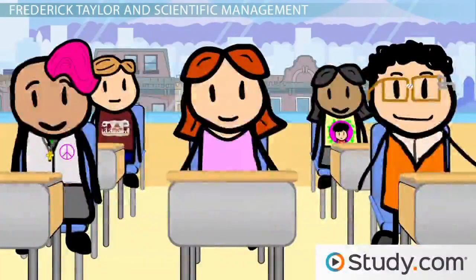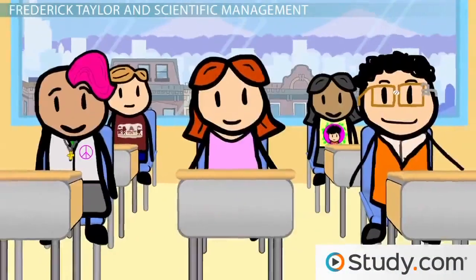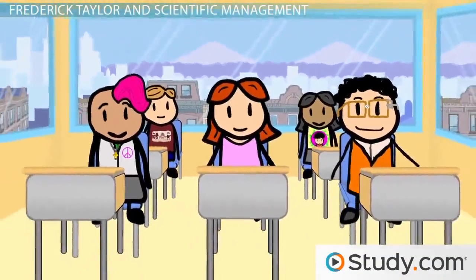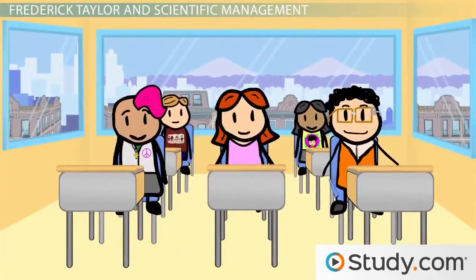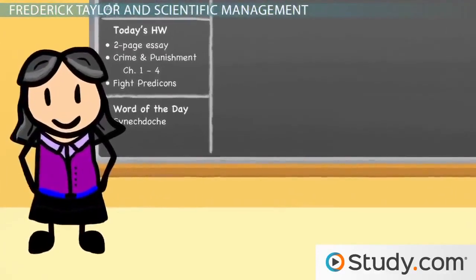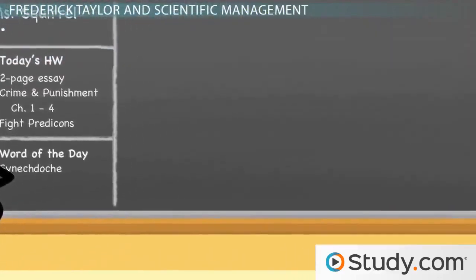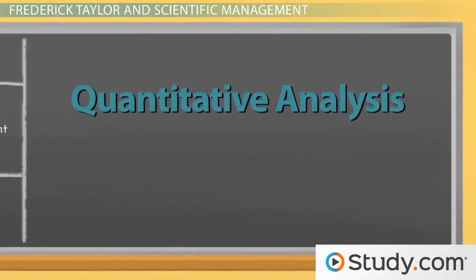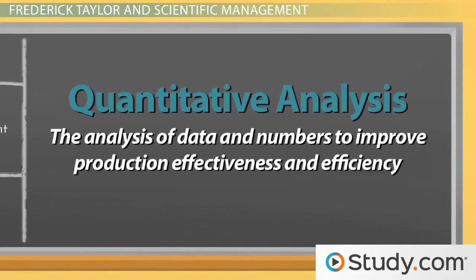If you understand the principles of scientific management, you will be able to understand how manufacturers produce their goods and manage their employees. You will also understand the importance of quantitative analysis, or the analysis of data and numbers to improve production effectiveness and efficiency.